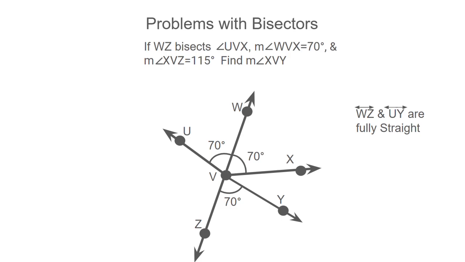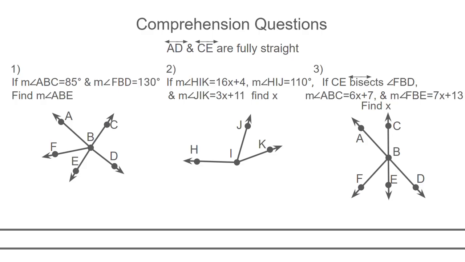Now, if we look at the angle we are solving for, we can see that we know the measure of an angle that it's a part of, and the other part of said angle, so we can use the angle addition postulate in reverse to find it, which in this case means subtracting 70 from 115, which leaves us with 45 degrees as our answer. Well, that's all for this topic, so let's finish with some comprehension questions to drill it in. Pause to try them out.